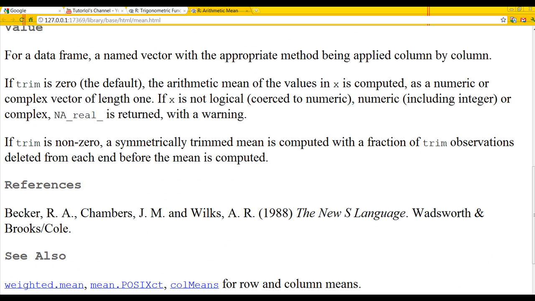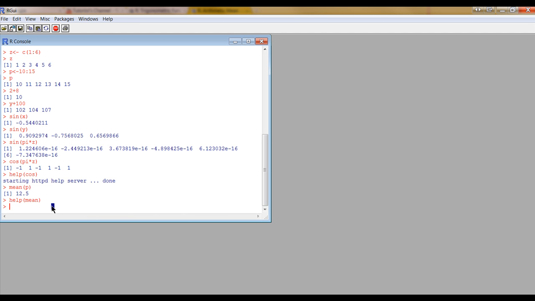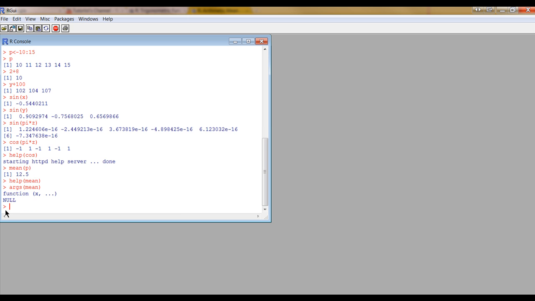So let's go back to here and try. We did help, but if you just want to know what the arguments are, you can type this. You can find the arguments just by typing help, but you could do this also.